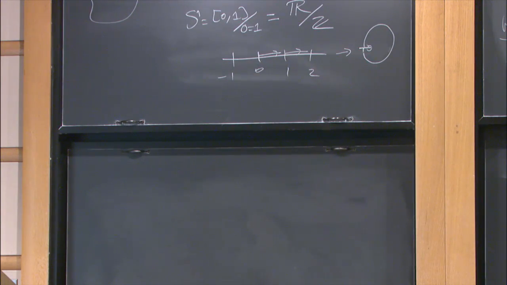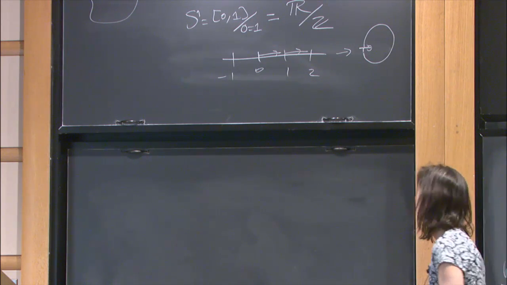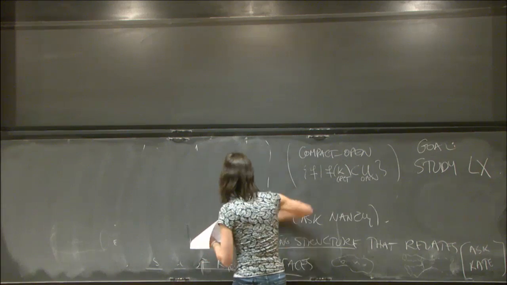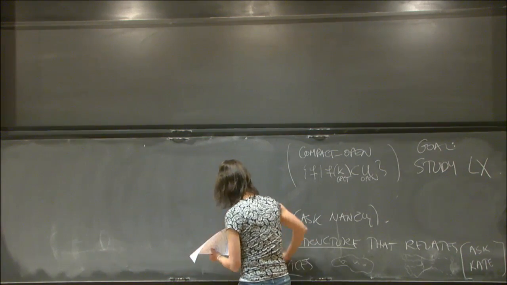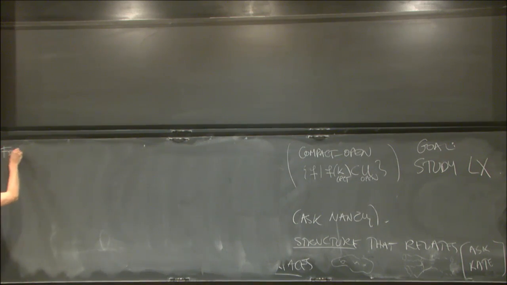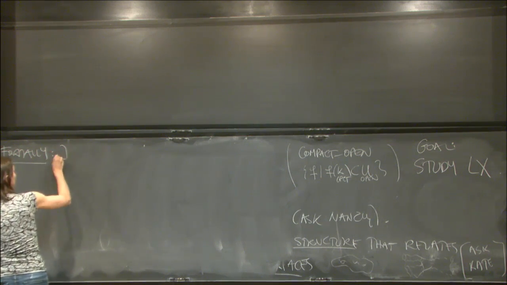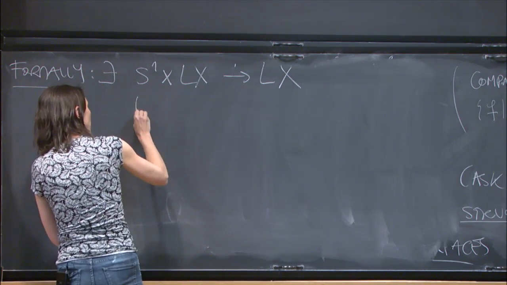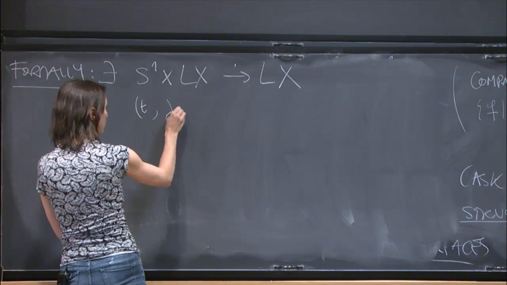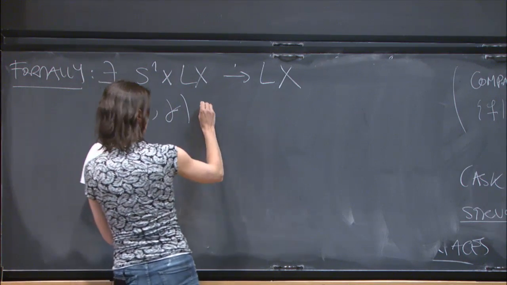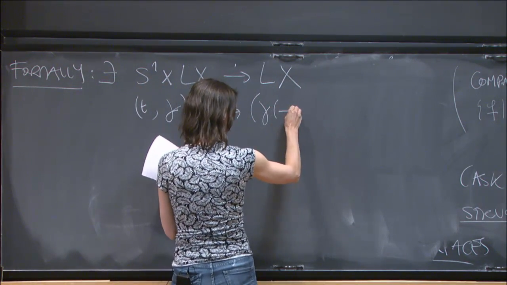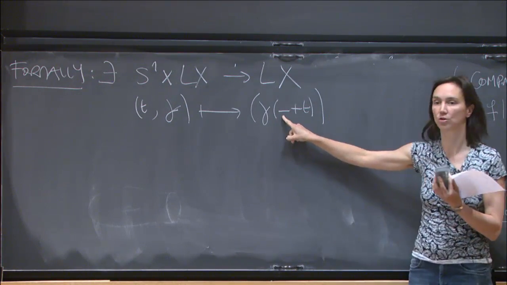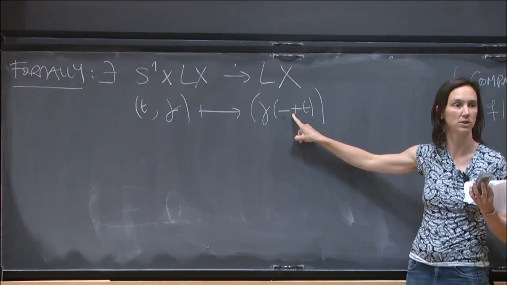So let's write this formally. Formally, what we have is a map from S1 cross the loop space to the loop space. And what does it do? It takes a point t in the circle and a loop, a map from S1 to X, and it maps it to gamma of the loop evaluated at time plus t. So this loop at zero will take the value of gamma of t. So it starts at gamma of t, and then it keeps going.